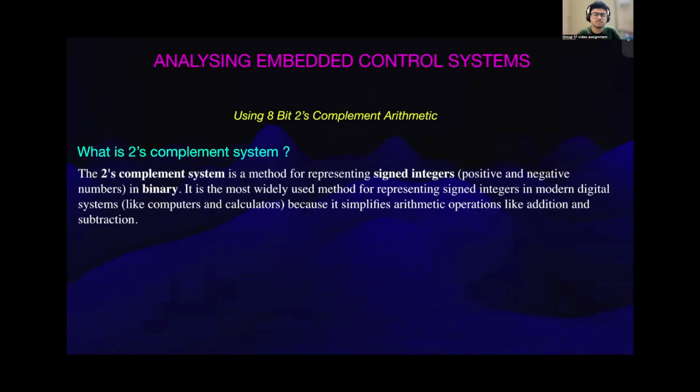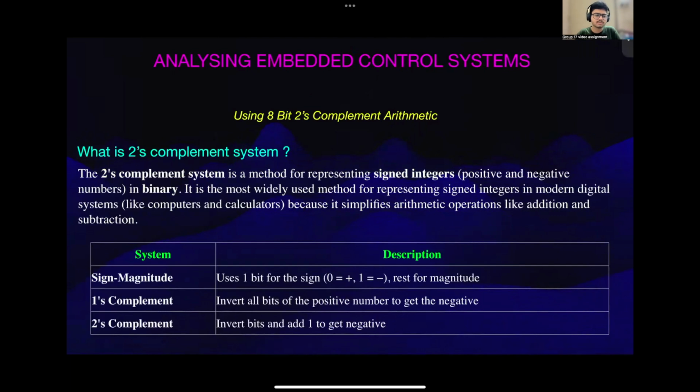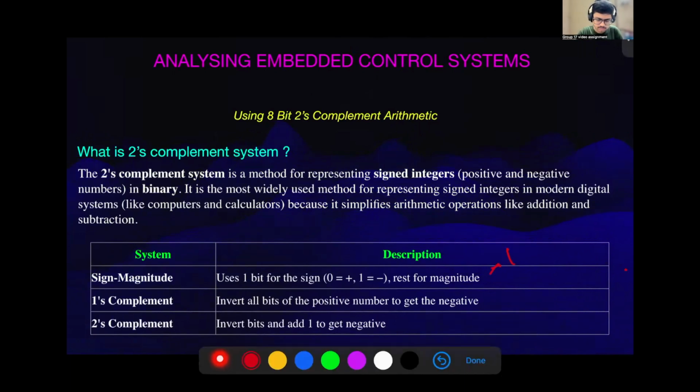Now we will see how 2's complement is different from other methods. First, let's take sign magnitude. In sign magnitude, we usually use one bit for the sign and the rest for the magnitude. For example, if we take 4 bits, like 1010, the first bit is reserved for the sign. If it's 1, it means it's negative, and the rest of the bits are reserved for the magnitude. Similarly, if it's 0010, the first bit is for the sign, which means it's positive, and the rest are for the magnitude.